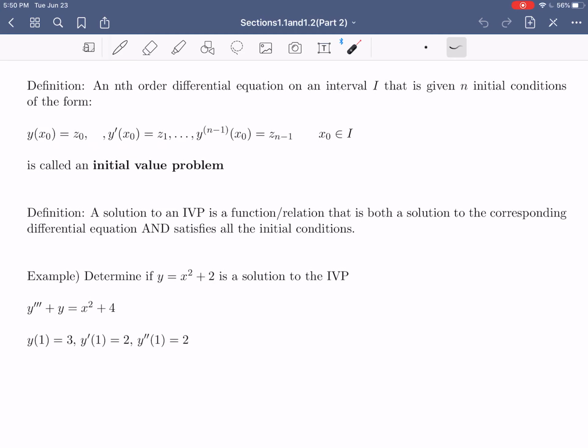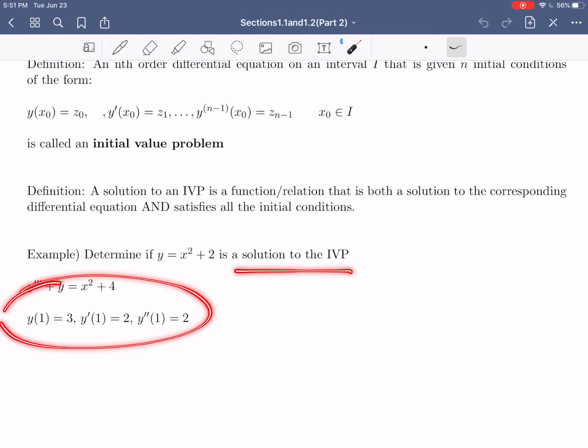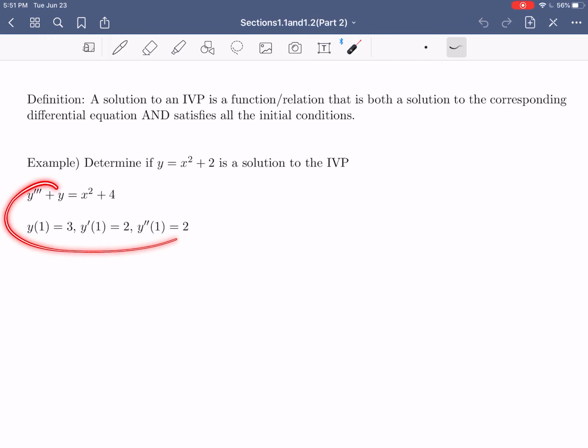So to get a little bit of a handle on this definition, let's do another example of determining if something is a solution. This time we're going to determine if the function y equals x squared plus 2 is a solution to the given IVP. So we have this IVP that says y triple prime plus y equals x squared plus 4. And the initial conditions are y at 1 is supposed to be 3, y prime at 1 is supposed to be 2, and y double prime at 1 is also supposed to be 2.